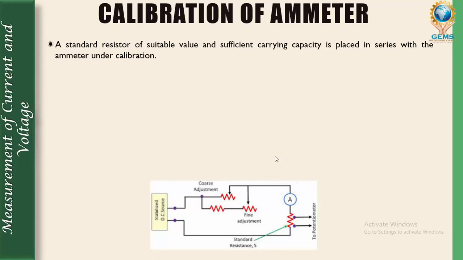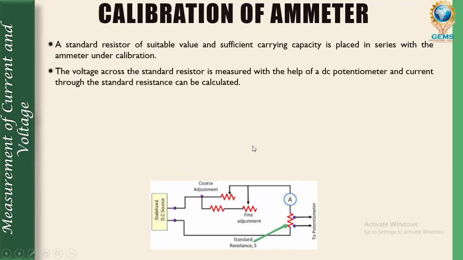So to calibrate an ammeter we have a standard resistance and it is connected to a potentiometer. The voltage across the standard resistance is measured with the help of the potentiometer and current through the standard resistance is calculated. Because according to Ohm's law, V is equal to IR, so I is equal to V by R. The voltage we get from this potentiometer and R is the value of the standard resistance. From that we can find out the current flowing through this ammeter.